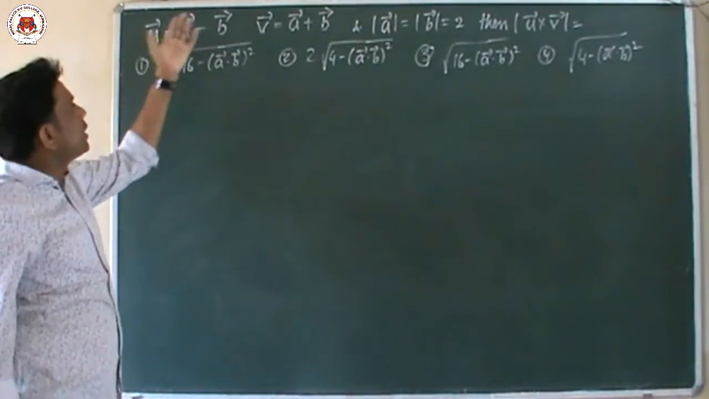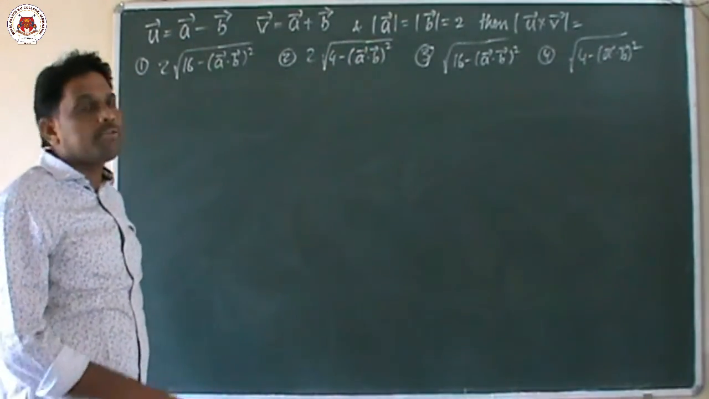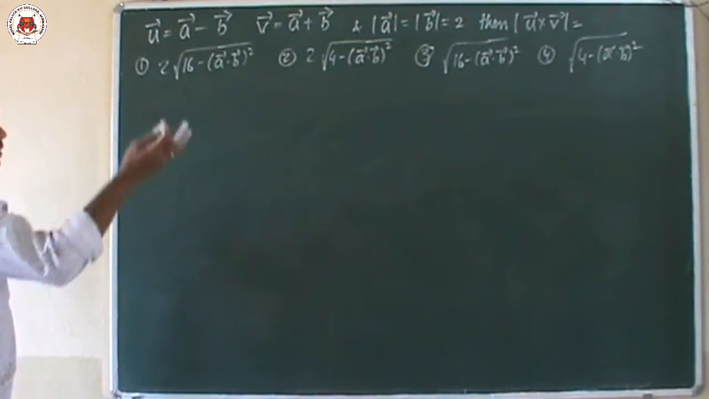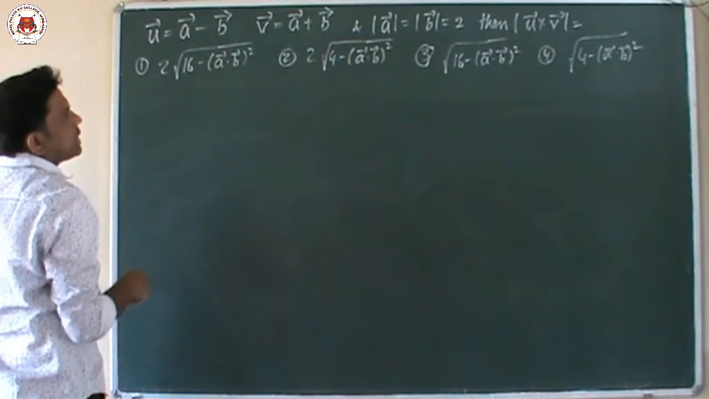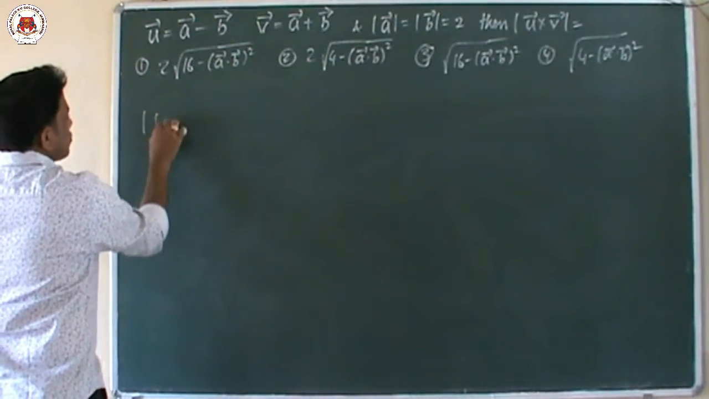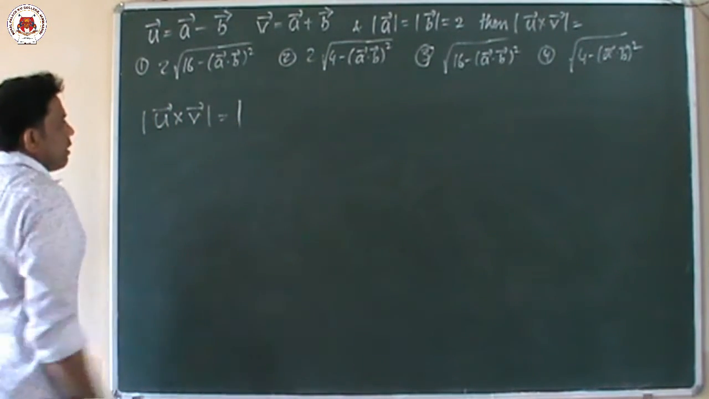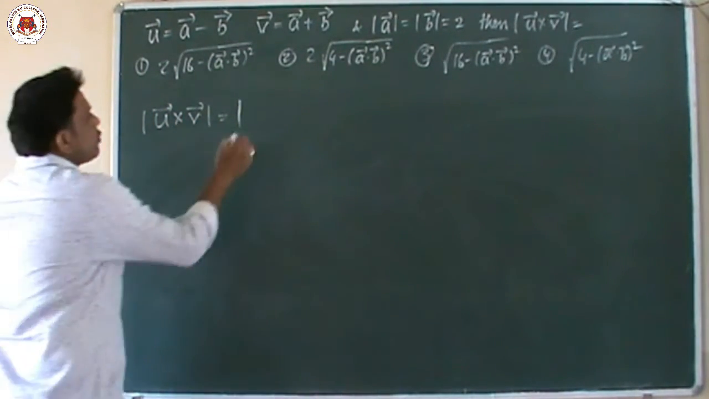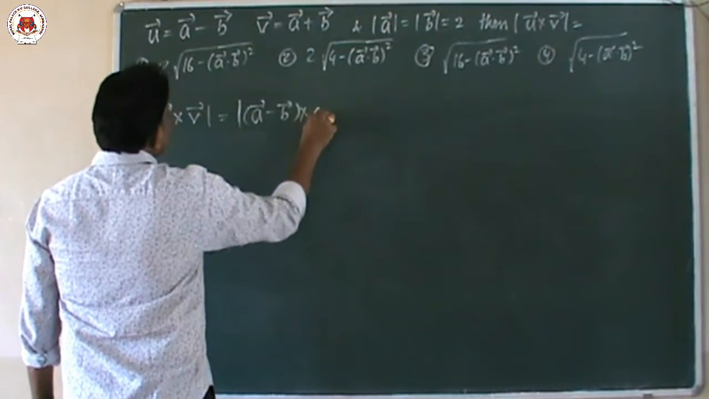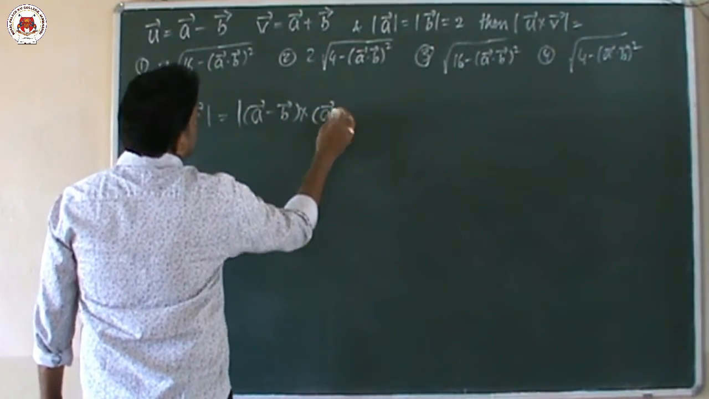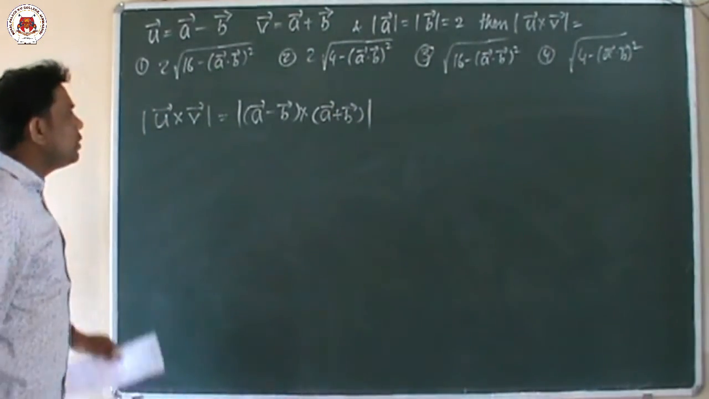So students, u vector and v vector are given, and mod a, mod b values are given. He is asking for mod of u vector cross v vector. First we'll start the cross product. We can discuss the options when they are used. First take the question: u vector cross v vector equals mod of u vector, which we know is vector a minus vector b, cross v vector, which means vector a plus vector b. So we'll do the cross product.